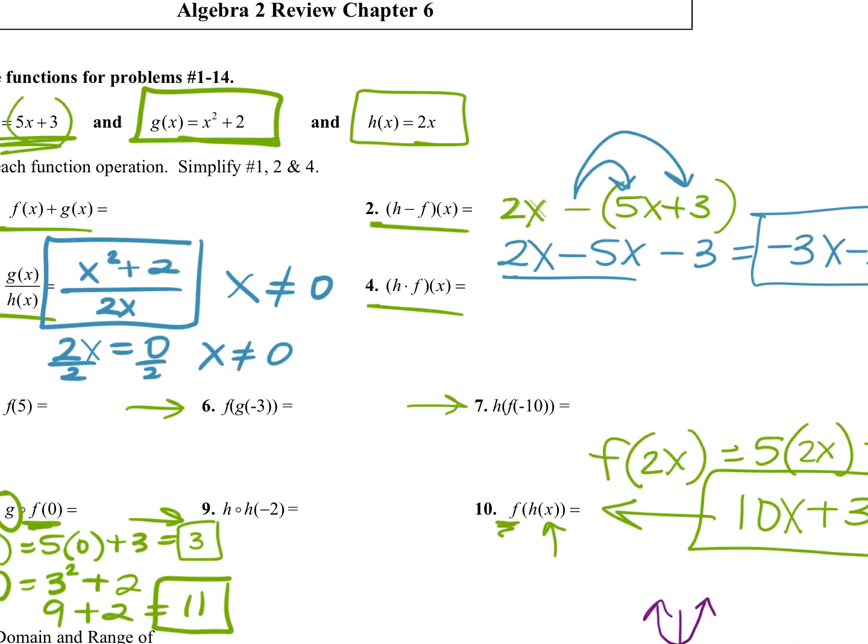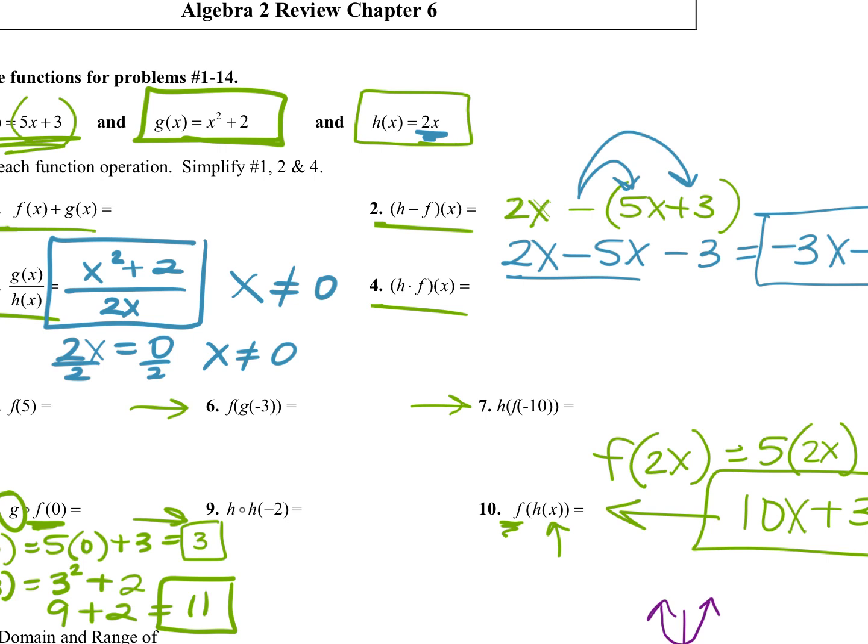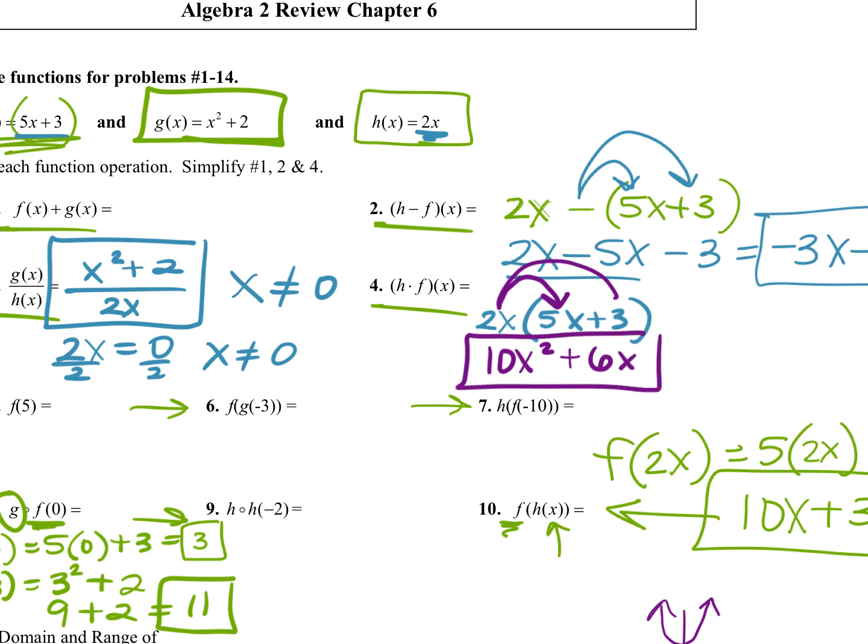Yes. 4 is multiplying. So you have h of x, which is 2x, and we're going to multiply that by f of x, which is 5x plus 3. What do you do there? Is this foiling? No, what's the word? Distribute. It's distribute, right? You're just distributing the 2x. So 2x times 5x is 10x squared. 2x times 3 is 6x, and that's all you can do.